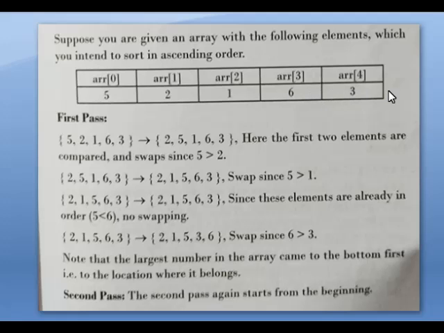Now in the second step, after the first pass you will get the array like this. In the second step we are going to compare this 5 and 1. So 1 is smaller, so 1 will come here and 5 will go there. So the array will become like this: 2, 1, 5, 6, 3. Next swapping, we are going to compare 1 and 6.